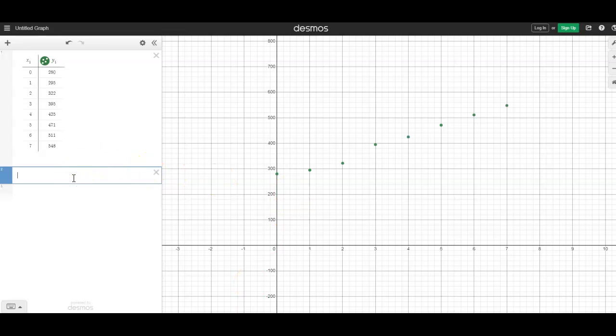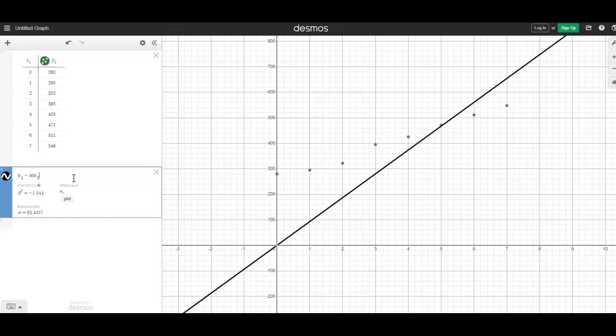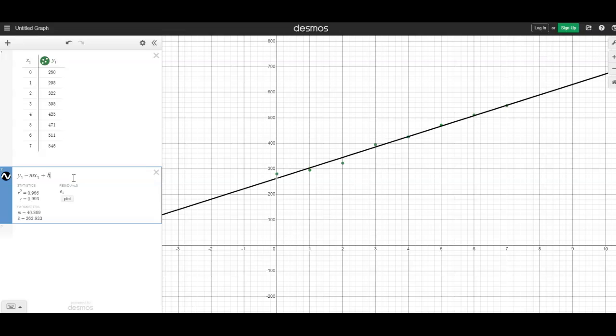type in Y, and then just type in 1, and it automatically does that for you. Now you're going to use the tilde sign, which is shift and the button to the left of the number 1. So you have to hold shift down and press the tilde. And then all you're going to do is type in mx1 plus b.